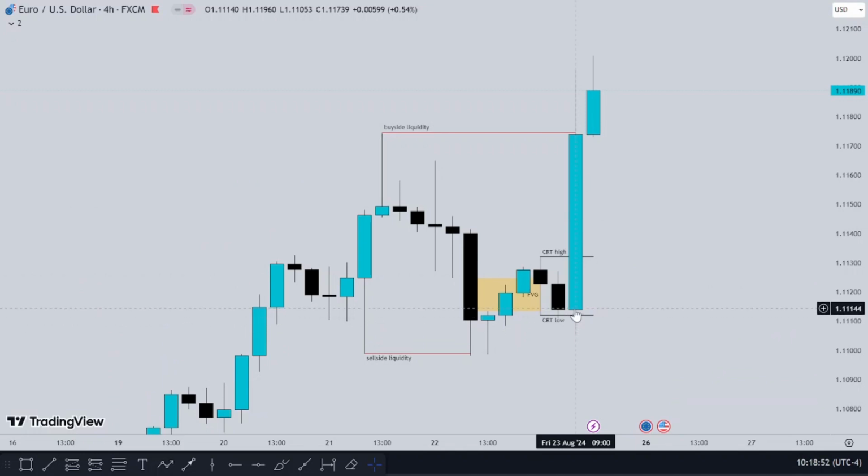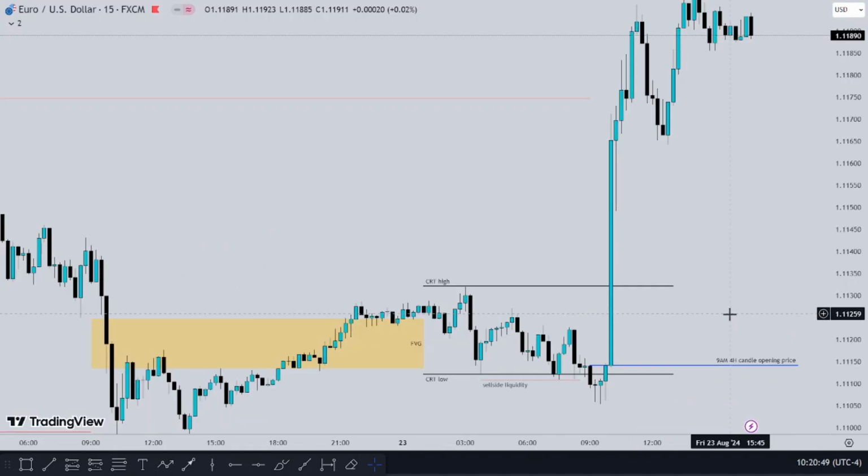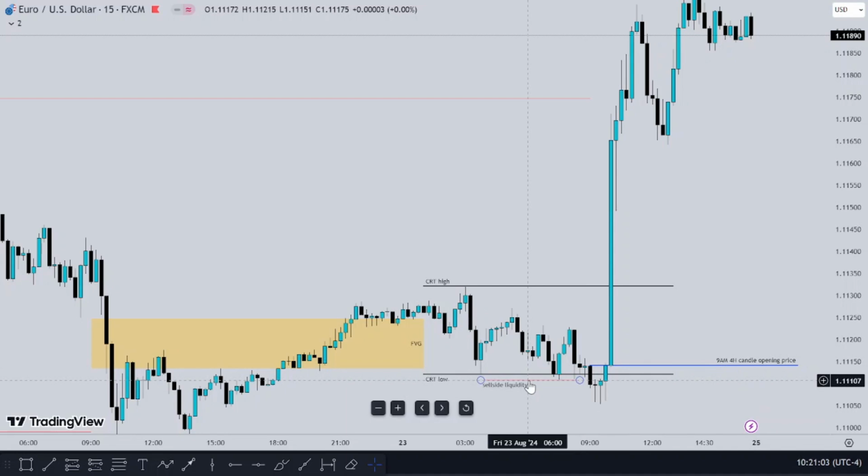So let's go to the 15 minutes. In the 15 minutes, you can see the opening price. The blue line is indicating the 9am 4-hour candle opening price. After the opening price, you can see a price traded lower, taking out the sell side liquidity. We are expecting higher prices and we want price to manipulate an opposite side liquidity.